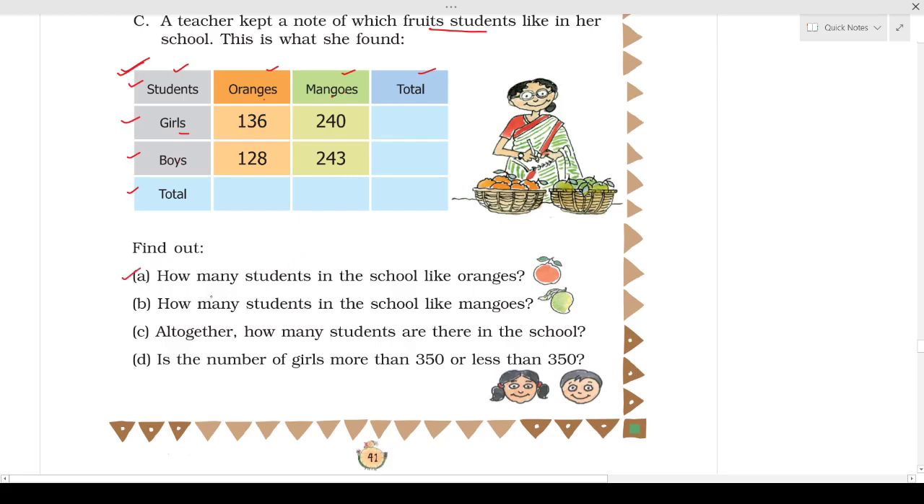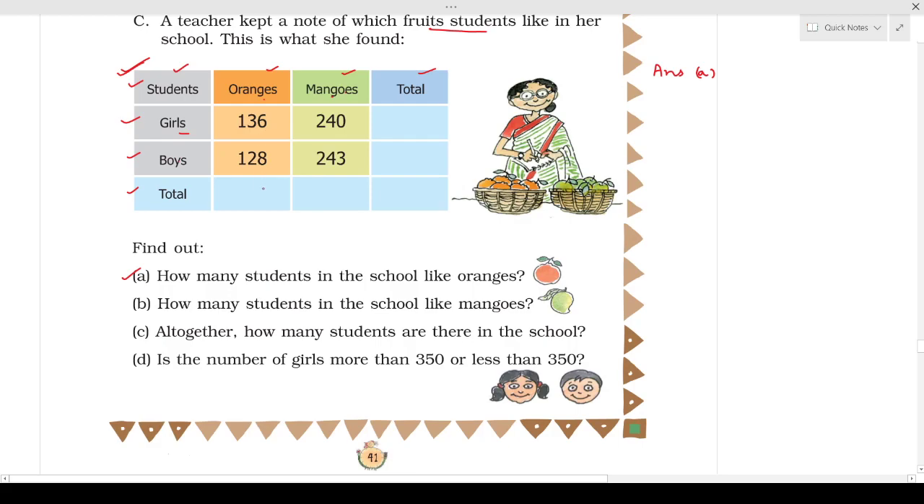So I am solving the first question, and the first question is how many students in the school like oranges. So children, the answer of the first question I am going to write over here, answer A. Here you can see the number of girls who like oranges is 136 and the number of boys is 128. So what we will do here is add these two numbers.